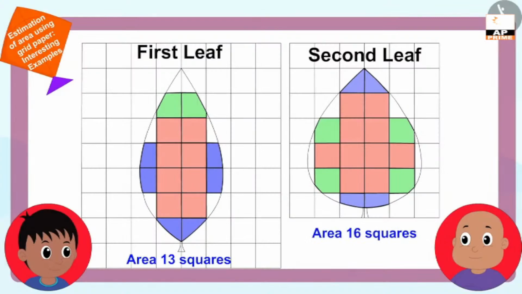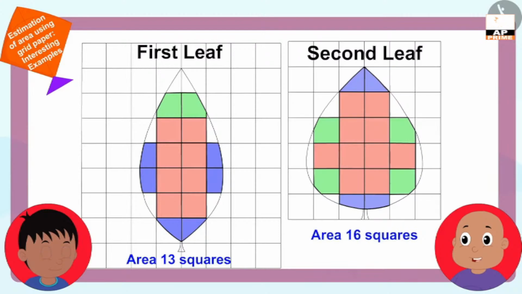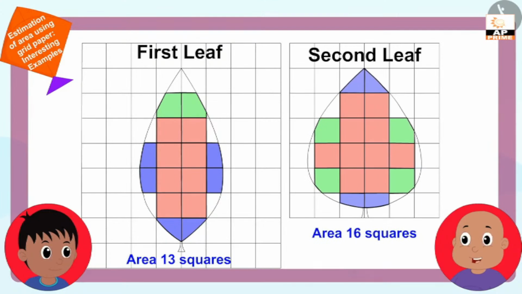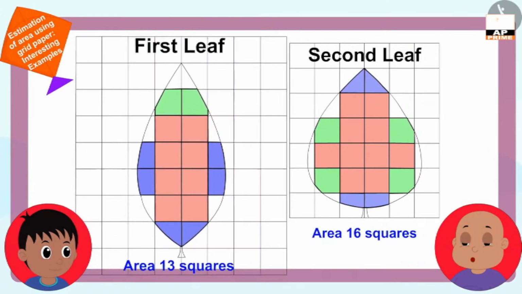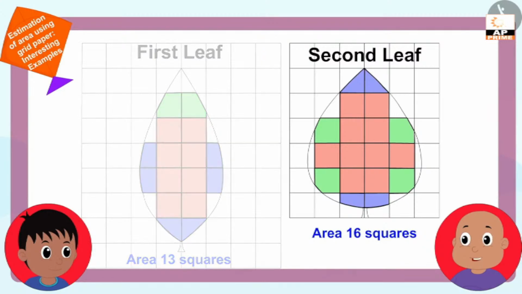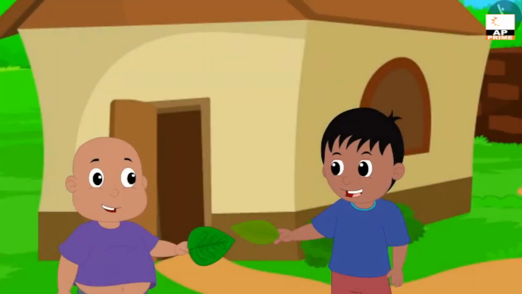Bablu also found the answer to this question just like you. Raju, there are 16 squares in the area of the second leaf and 13 squares in the area of the first leaf. This means that the second leaf is larger than the first leaf. Bablu told Raju.